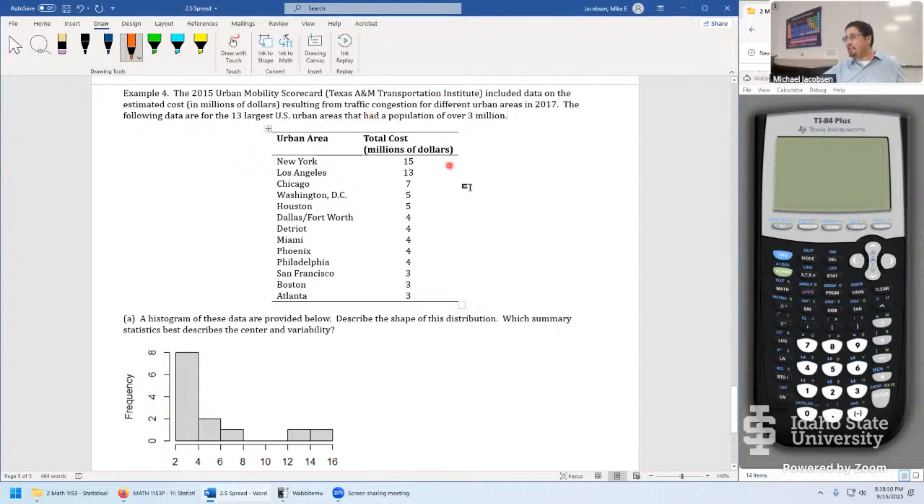I know we're lucky in Idaho, so we don't have any of the kind of issues you might see like New York, Los Angeles, and so on. So we get to see how lucky we are.